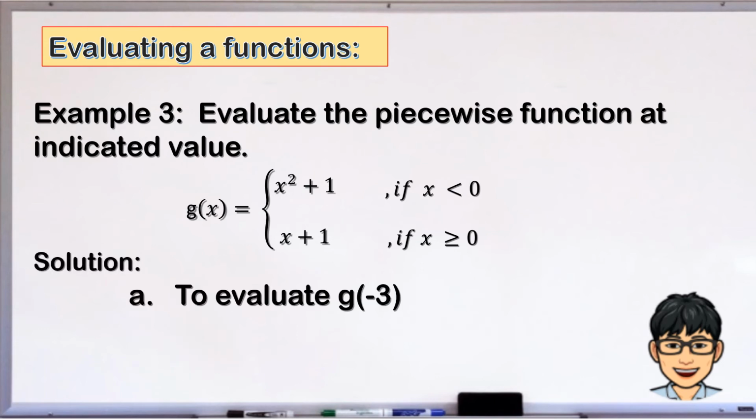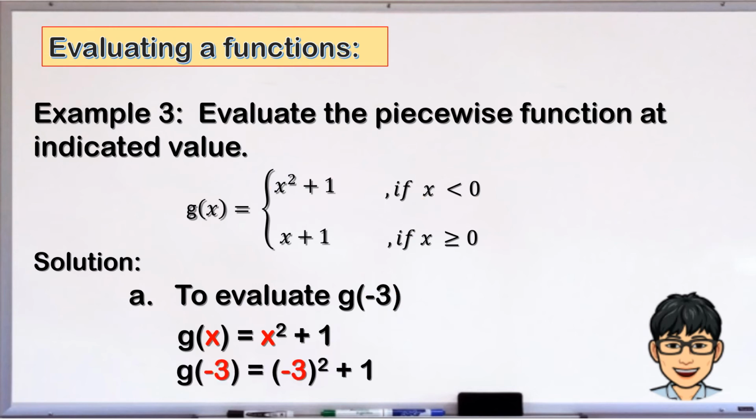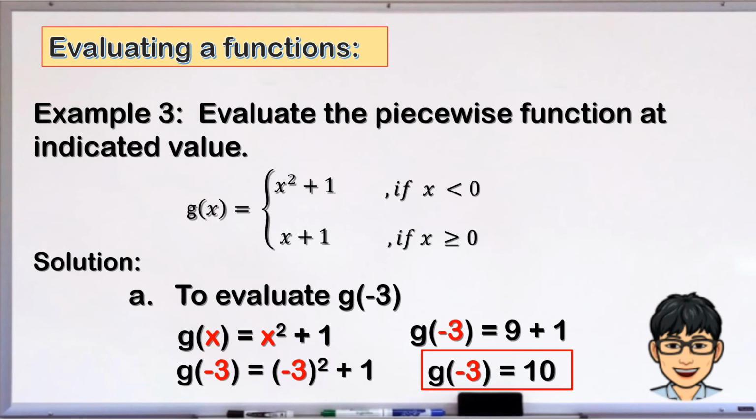Okay, let's begin with g of negative 3. Negative 3 is actually less than 0. Kaya, ang gagamitin nating function is g of x equals x squared plus 1. And then, lahat ng g of x, gagawin nating negative 3. So, we have g of negative 3 equals negative 3 squared plus 1. And negative 3 squared is equal to 9. So, we have 9 plus 1. And g of negative 3 is equal to 10.